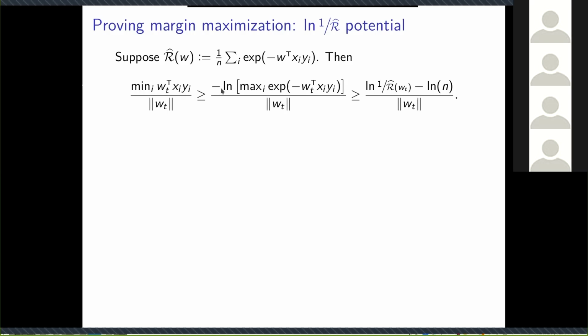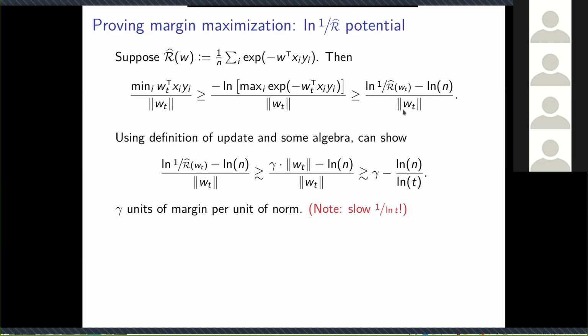introduce 1 over n, right? I'm not even skipping steps here. So the margin is lower bounded by the log of 1 over n times the risk, divided by this norm. So I can lower bound my margin by an expression involving the risk. This is pretty great because this is what we're minimizing in the algorithm anyway. So if the algorithm minimizes risk and keeps small weights, we're proving good margins.